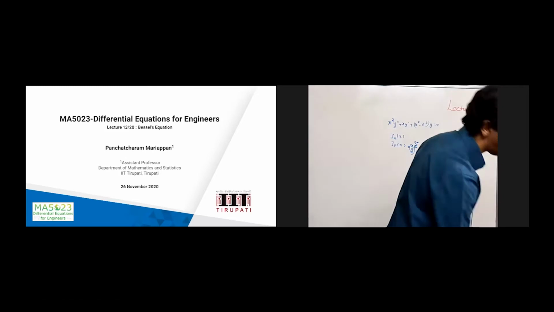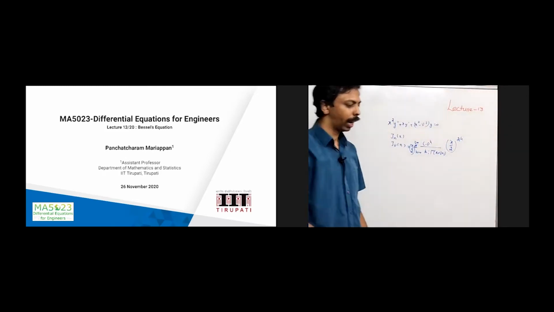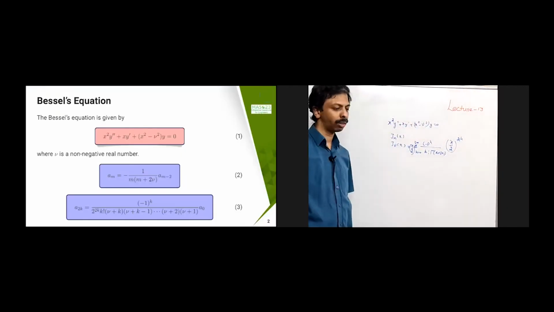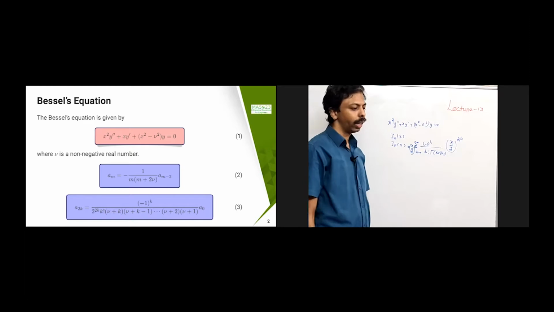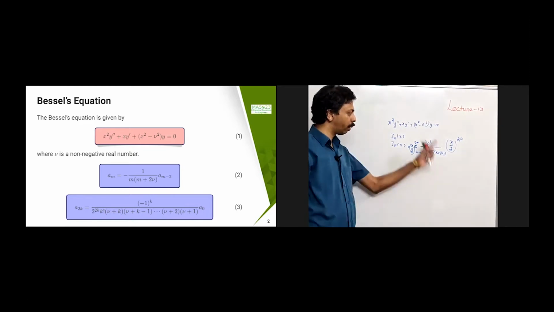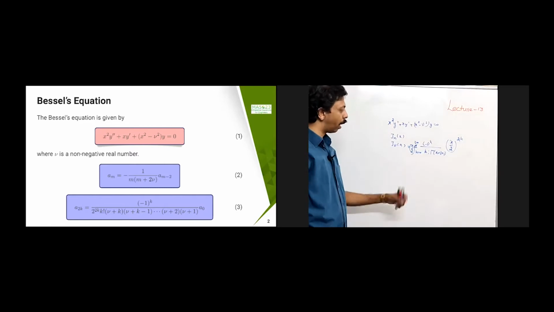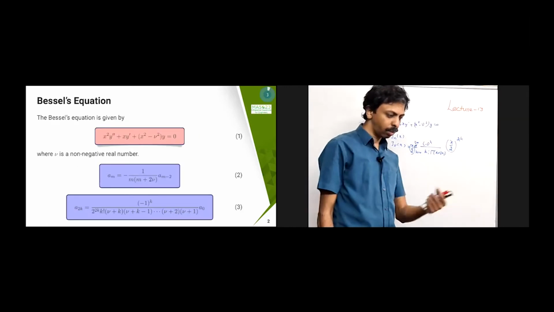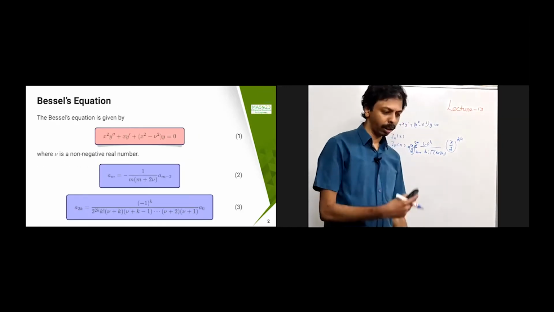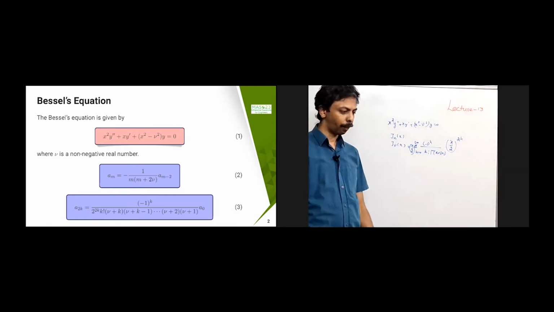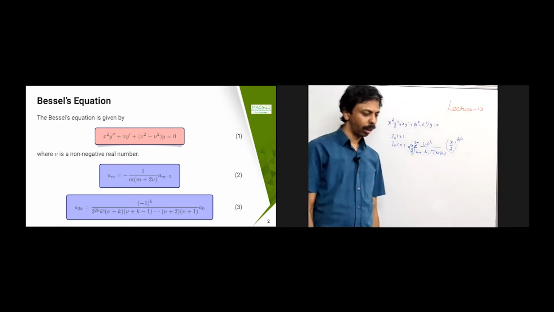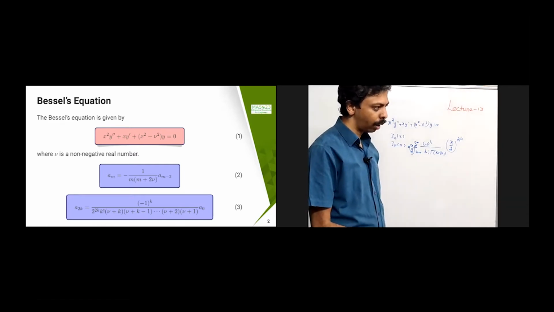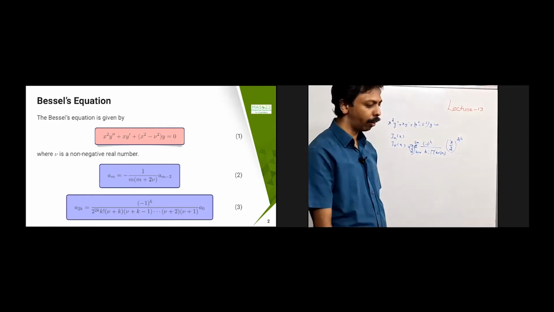Let's give a quick recap of what we did in the last class. We had Bessel's equation, which is x square y double dash plus x y dash plus (x square minus mu square) into y equal to 0, where mu is a non-negative real number. Then we obtained the relation of a_m, the relations between a_k and a naught also. We assumed a naught as 1 by 2 power n into gamma of k plus 1, and then we used gamma of nu plus 1 and derived this equation also.